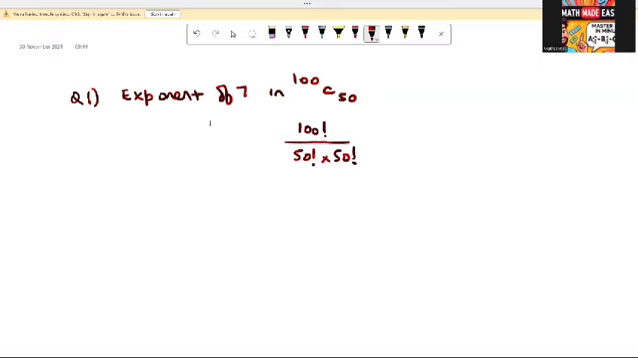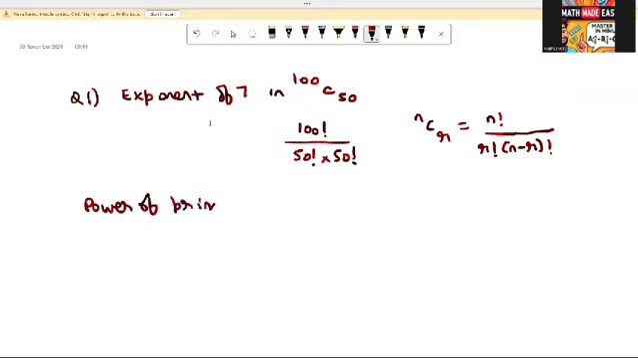That is the nCr expansion. nCr is given by n factorial divided by r factorial into n minus r factorial. Now I want to figure out the power of 7 in 100 factorial and 50 factorial. We have already seen this in a video about number theory, but I'll explain it here. How to find the power of a prime in a factorial.